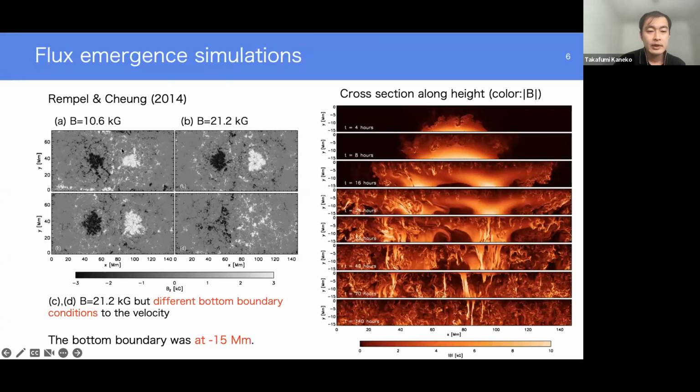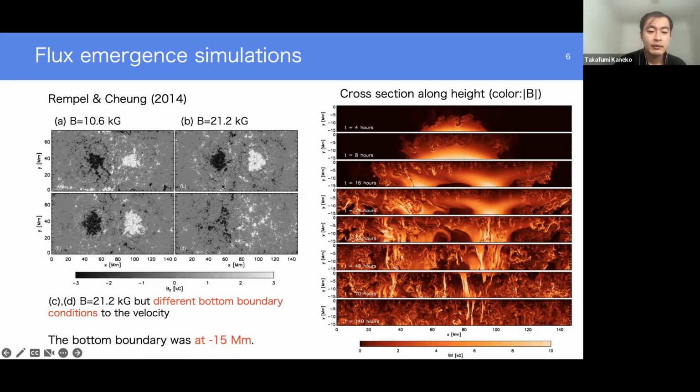The difference of the result is due to the physical difference. But one issue of this kind of simulation is the effect of the bottom boundary condition. Panels B, C and D show the results of the same field strength but different bottom boundary conditions.